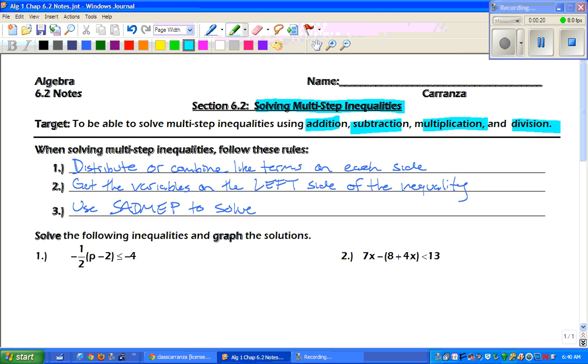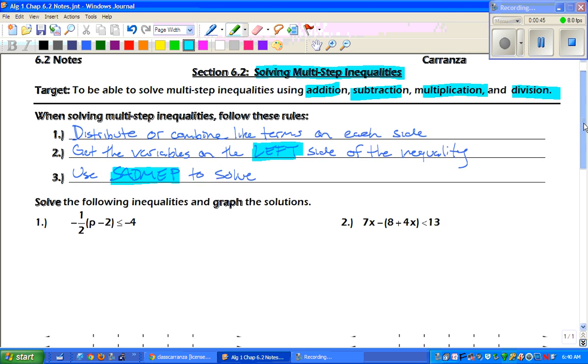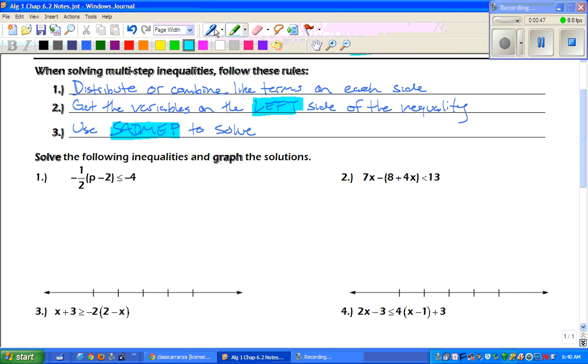So when we're solving multiple-step inequalities, we need to follow these rules. The first one is to distribute or combine like terms on each side. Get the variable on the left side of the inequality, and then use SADMAP to solve. A lot of these steps we've been doing in other types of problems. Now we're just combining them when we're working with inequalities.